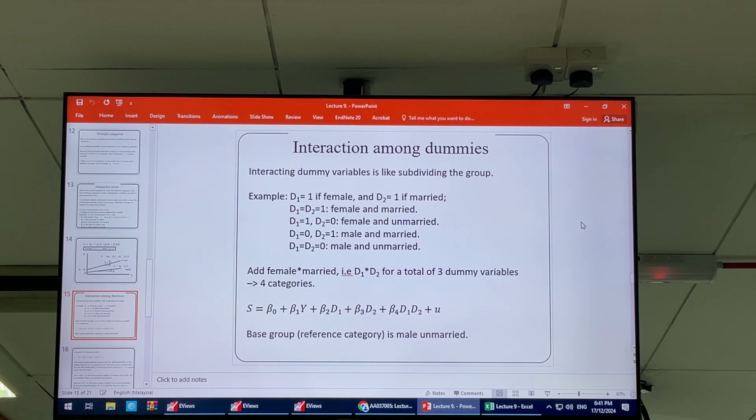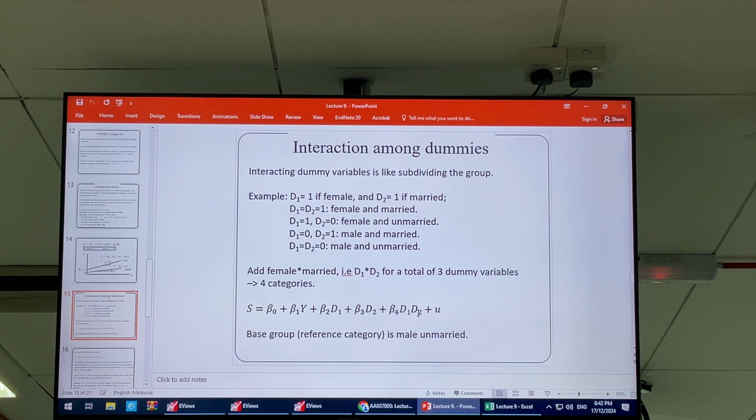In addition to that, we also can have interaction between dummy variables. Interaction between dummy variables is just like subdividing the group. So we can subdivide the observations into a higher number of groups. Let's say you have a dummy variable for gender and a dummy variable for marital status. This one is for female, and another variable represents whether married, one, or not married, unmarried, zero. If you include the interaction term, then it allows us to subdivide the groups.